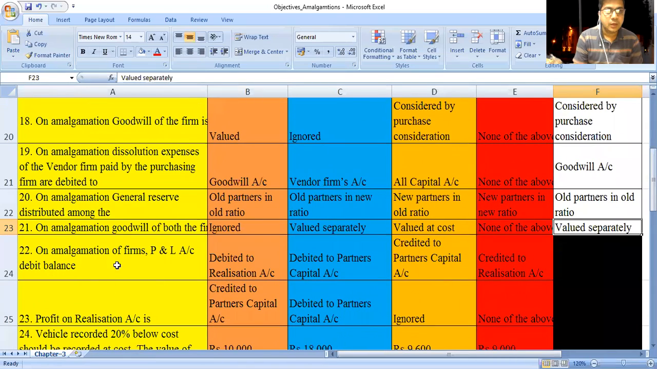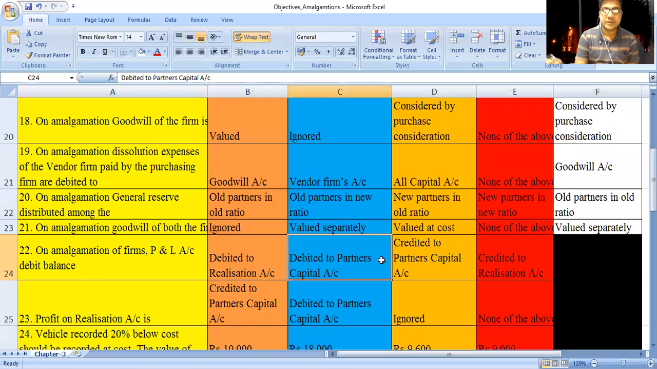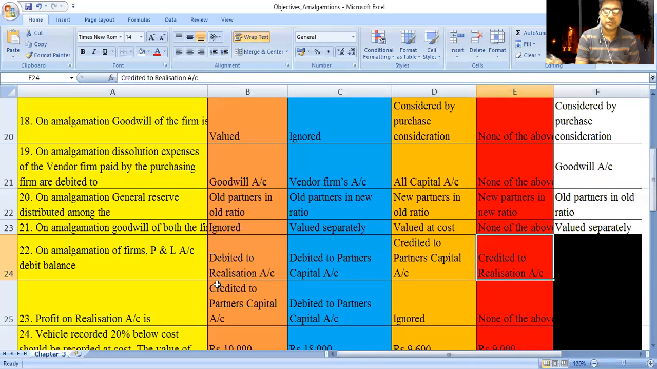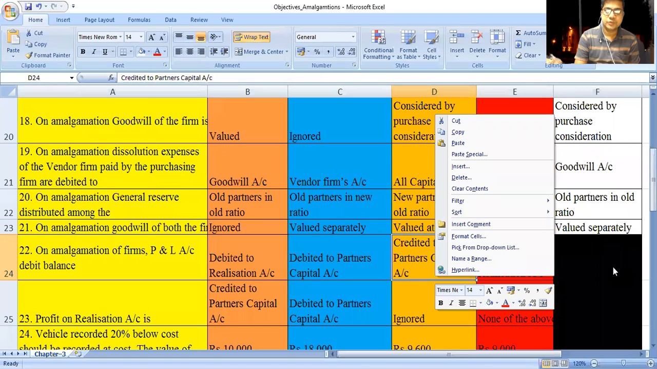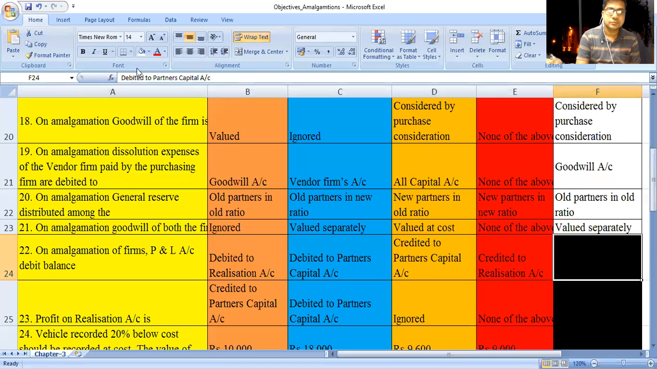Next, on amalgamation of the firm, profit and loss account debit balance. The options are: debited to realization account, debited to the partner's capital account, credit to partner's capital account, and credit to realization account. These are the four options. You have to select one. So which one is the best option?